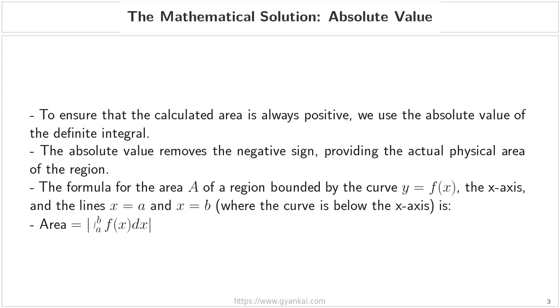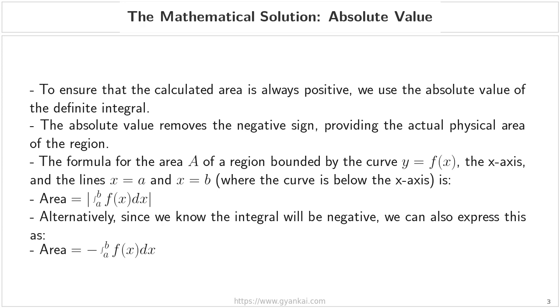So, if we are looking for the area, which we will call capital A, of a region bounded by the curve y equals f of x, the x-axis, and the vertical lines x equals a and x equals b, specifically in cases where the curve is dipping below the x-axis, the formula is area equals the absolute value of the integral from a to b of f of x dx.